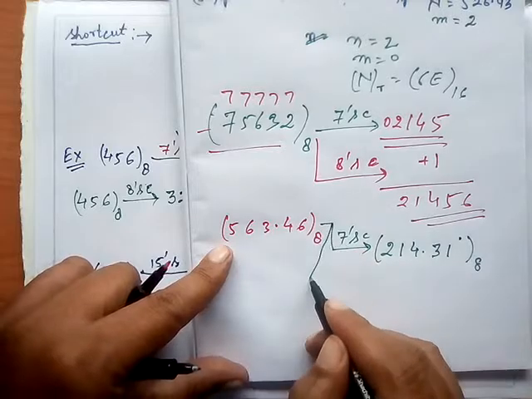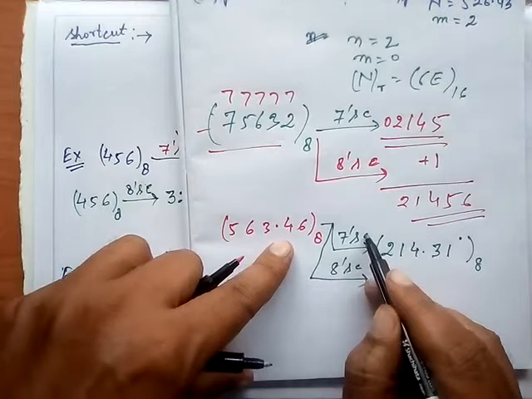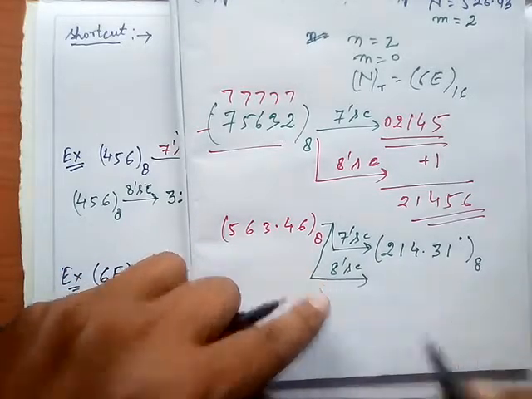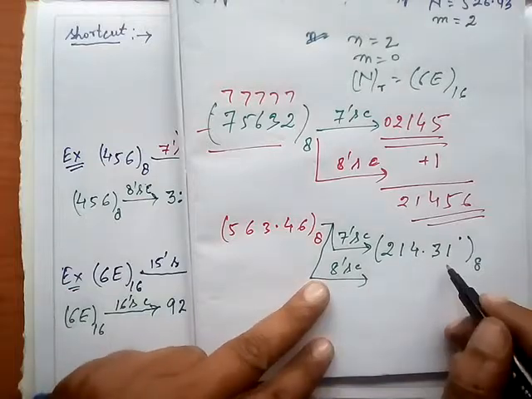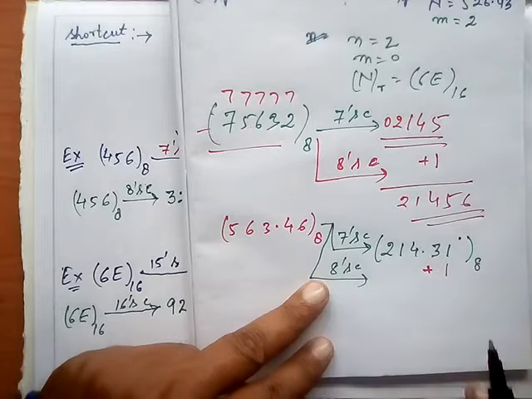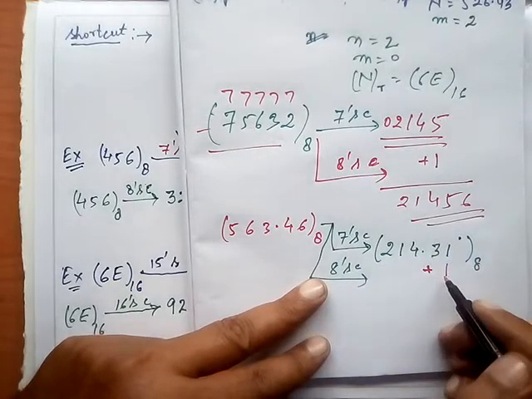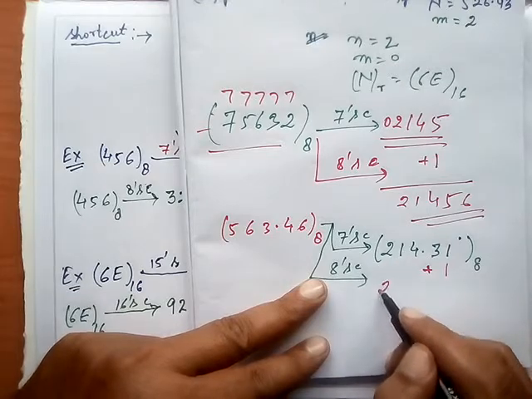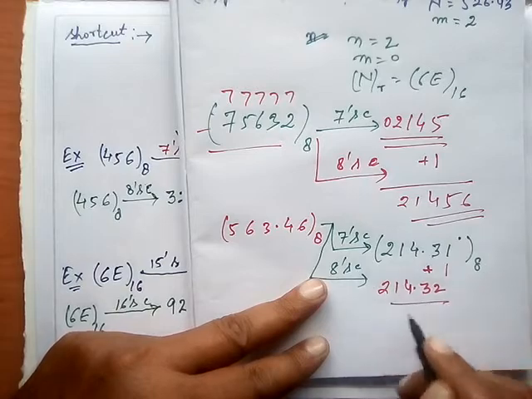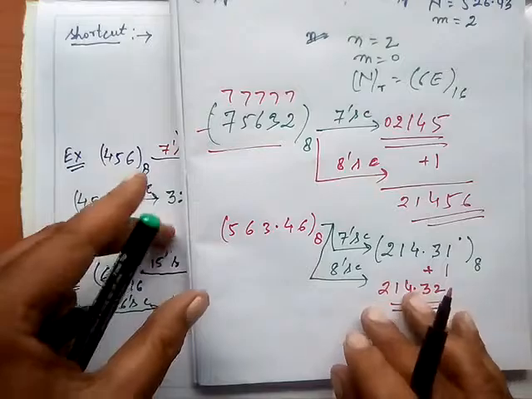And if I say what is the 8's complement, this is the r minus 1's complement and this is the r's complement. So you simply add 1 to the rightmost digit. In many books it is written to add 1 to the number. No, adding 1 to the number will give 215.31. So add 1 to the rightmost digit, so it will be 214.32. This is your 7's complement and 8's complement.